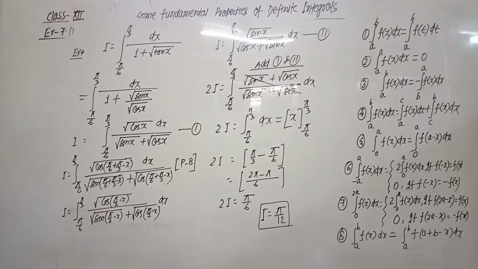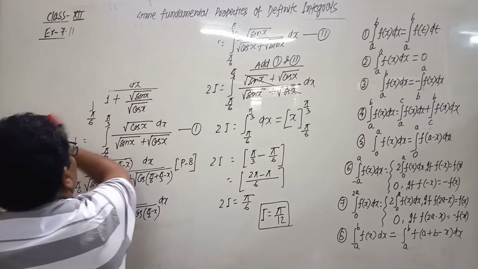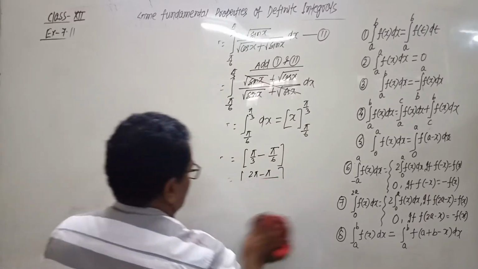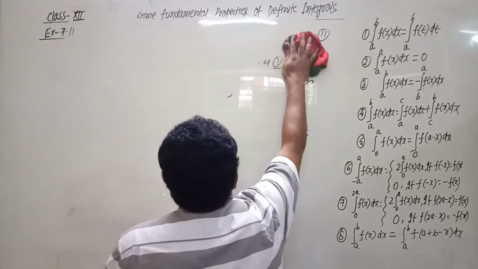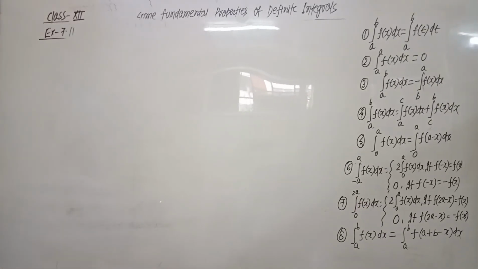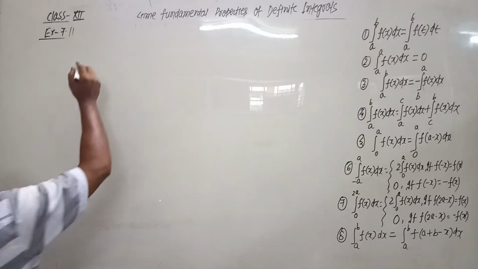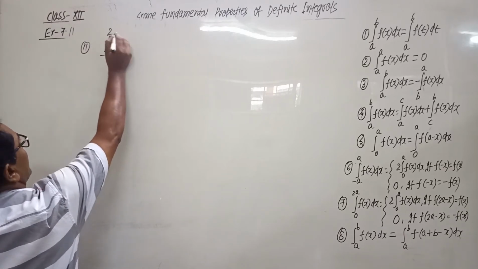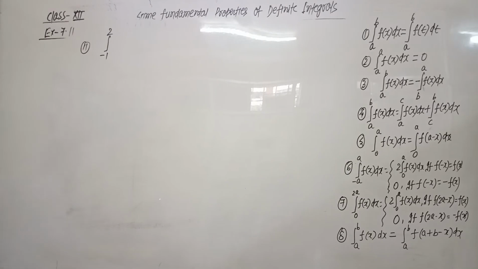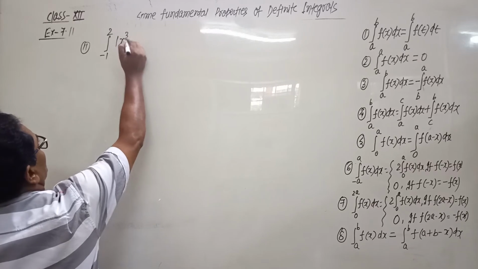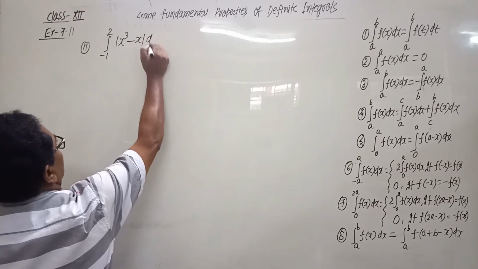See another example. Firstly we discuss a few important examples. Integration limit minus 1 to 2, lower limit minus 1, upper limit 2, mod of x cube minus x, dx.